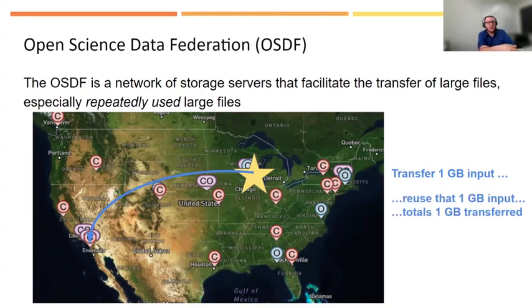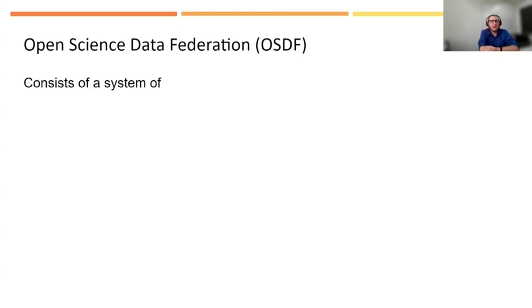And then we reuse that file at that location where it's running, or at least we have a local copy of that file somewhere nearby so that it only has to travel from, say, Los Angeles instead of all the way from Madison. So we reuse that file for all 1,000 jobs, which means in total, we've only transferred 1 GB total, right? So that's a factor of 1,000 reduction in the amount of data that was transferred for this particular job. And that's the idea behind the OSDF.